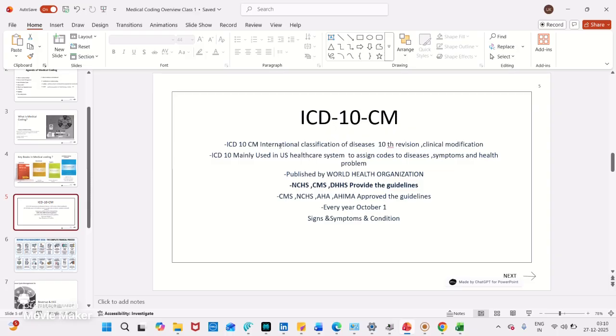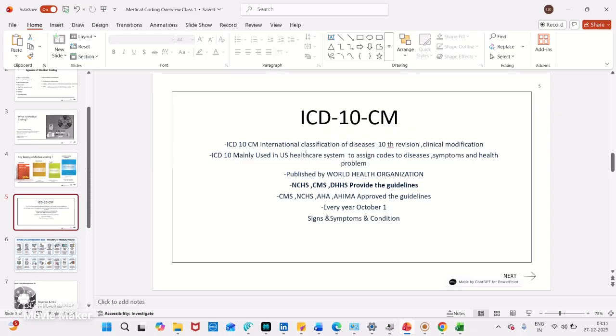ICD-10-CM is a book. ICD means International Classification of Diseases. 10 means 10th revision. CM means clinical modification. ICD-10-CM is mainly used in the US healthcare system to assign codes to diseases.